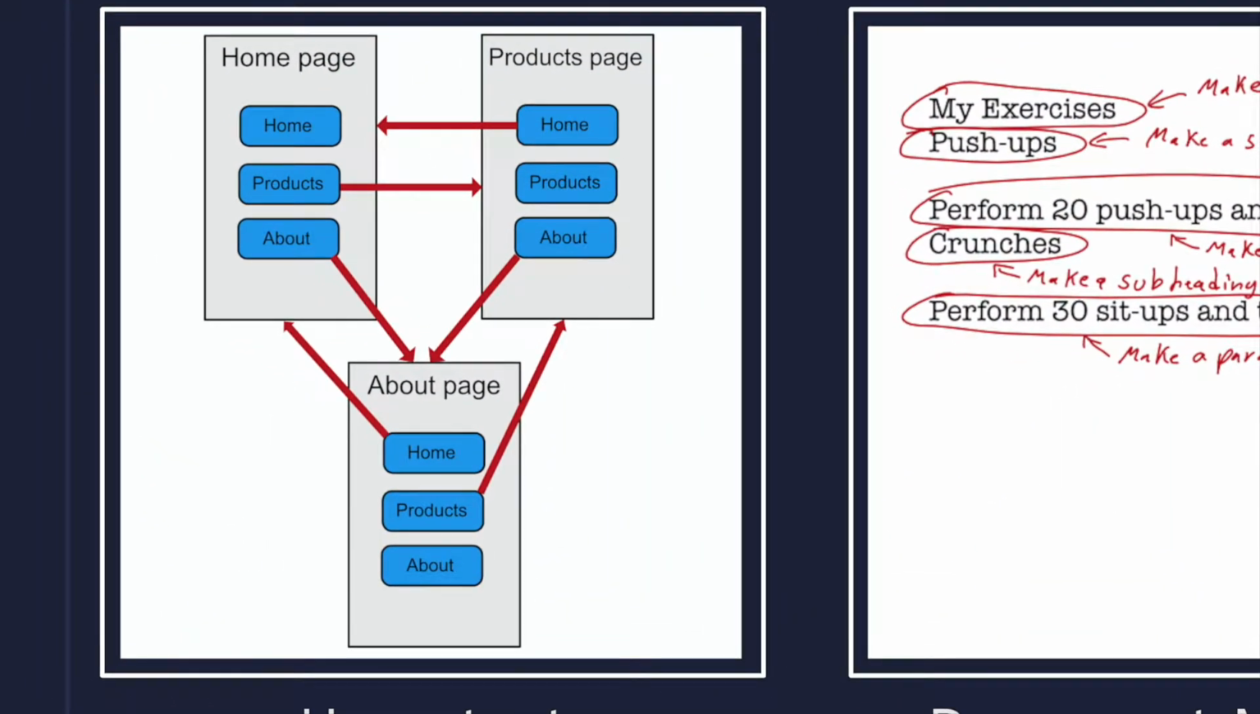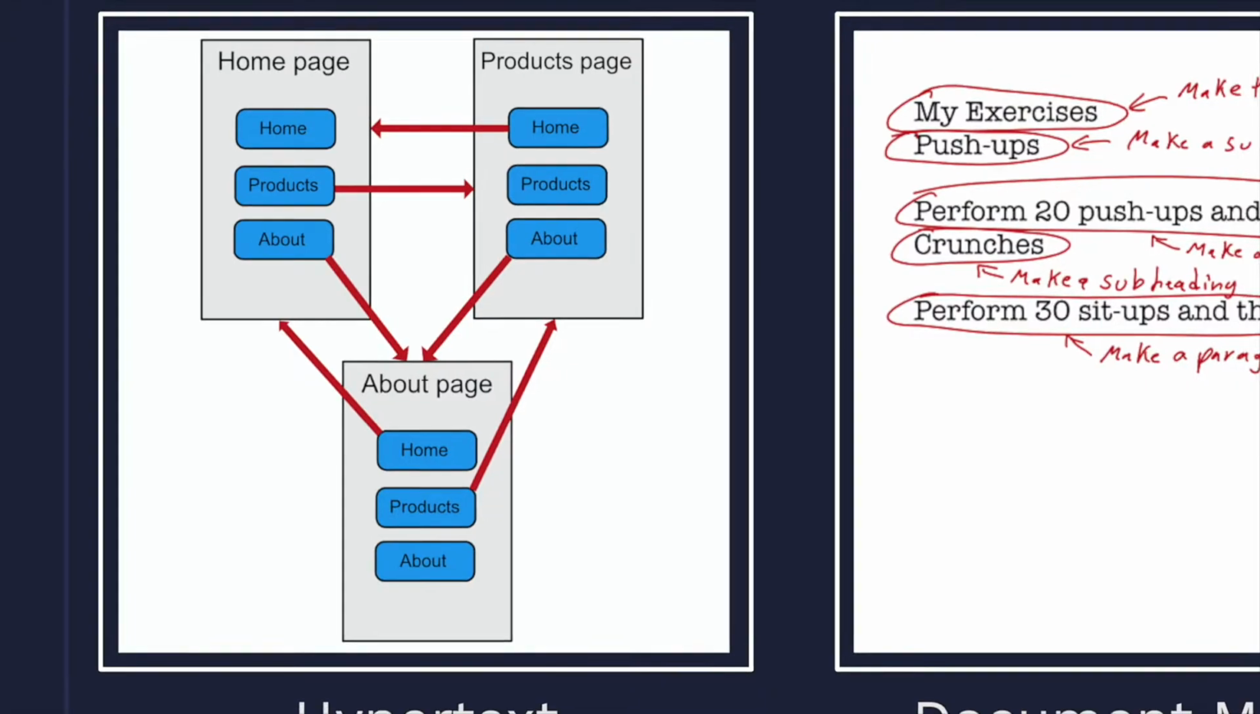Here, you can see a website that has 3 pages: a home page, a products page, and an about page. You can link the home page to the products page by using hyperlinks. In this figure, you can see on the home page that there's a hyperlink, products, that when pressed will take you to the products page. In this figure, hyperlinks are shown as blue buttons that when pressed will take you to the page as indicated by the red arrows.